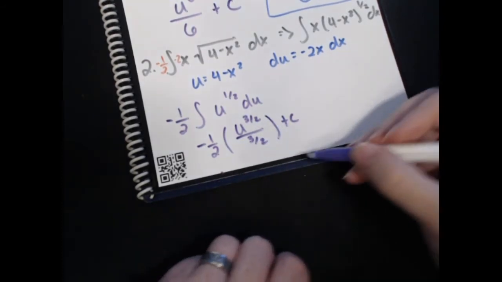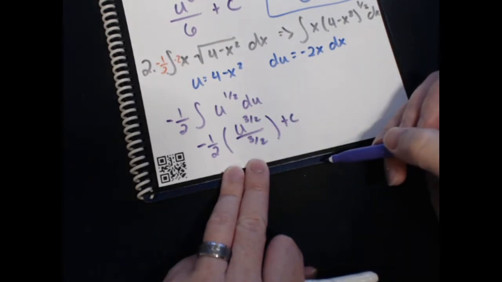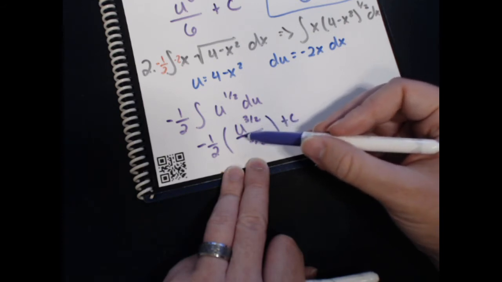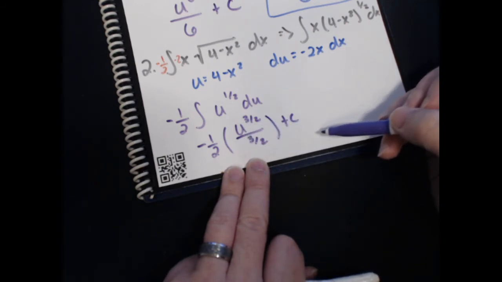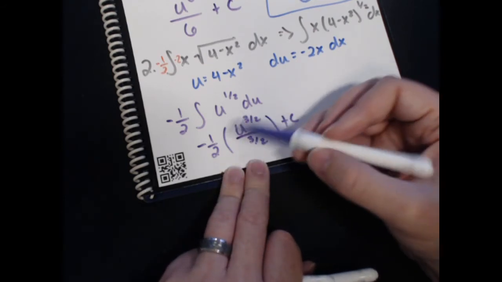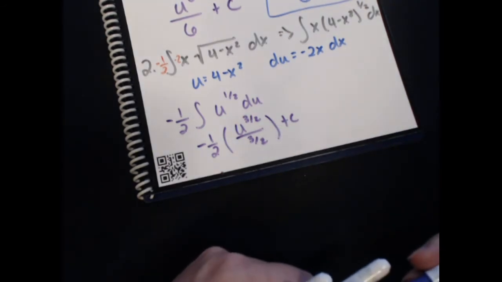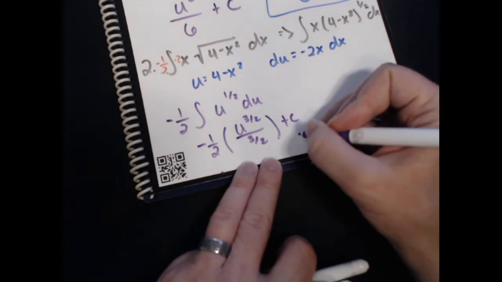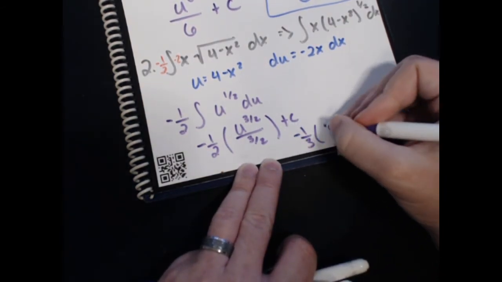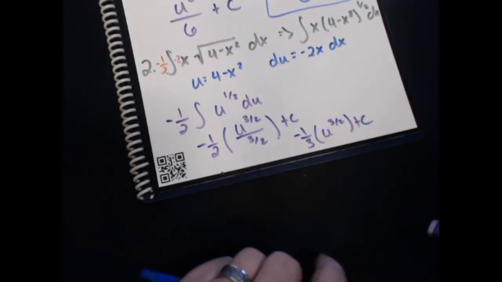This becomes u to the 3 over 2 over 3 over 2 plus c. Hey, what happens here? This is going to flip up, right? If I want to bring it to the numerator, because it's a fraction. So in other words, it becomes 2/3. Hey, what's negative 1/2 times 2/3? Yes. Negative 1/3. All right. U to the 3/2 plus C.